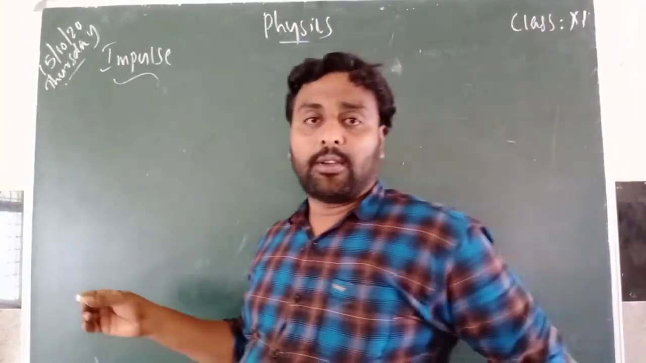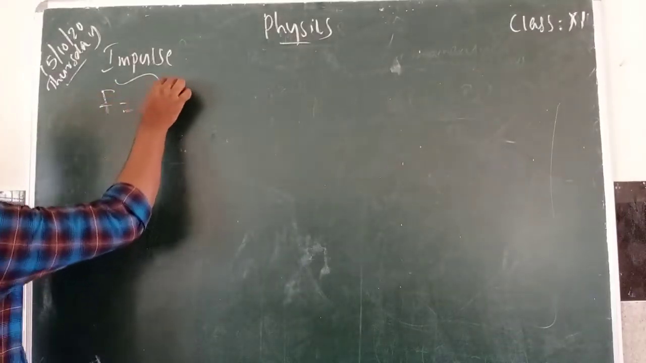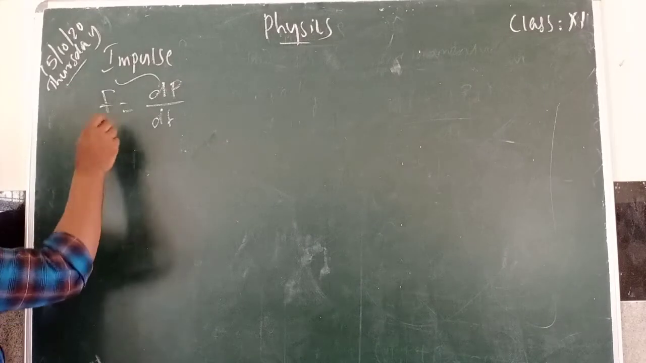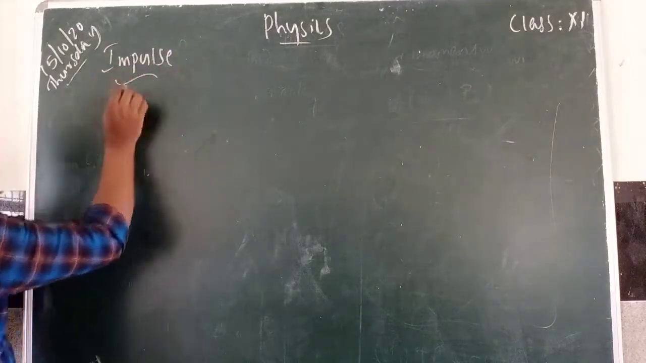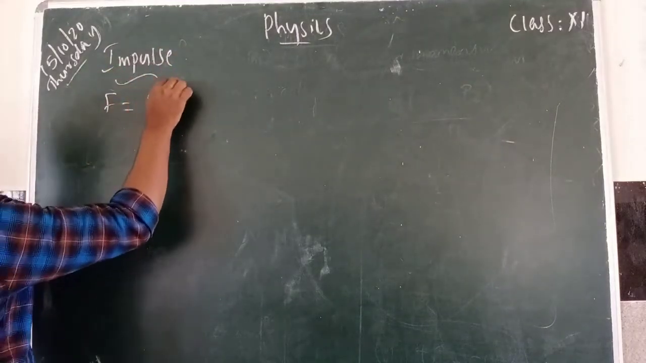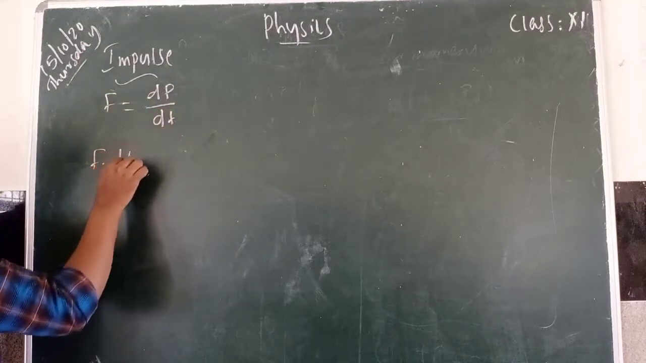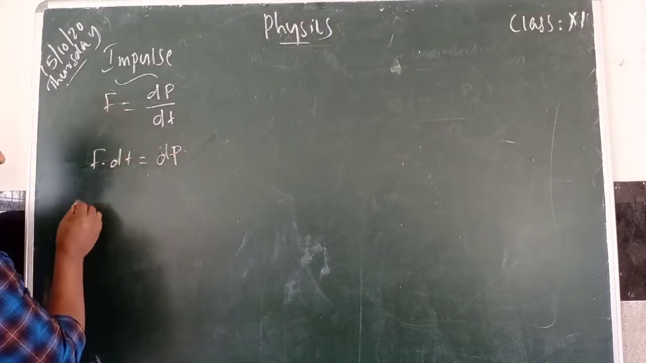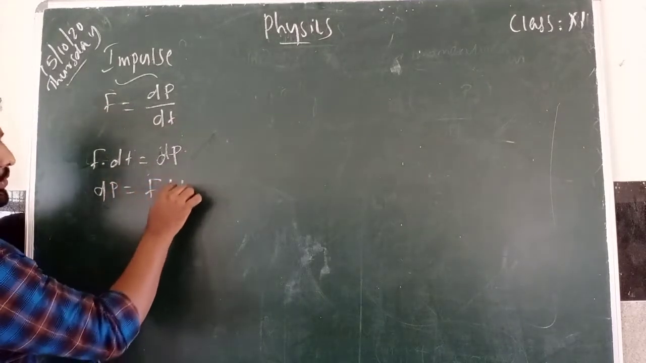We can prove this using Newton's second law. You know F is equal to dP by dt. From this, F into dt is equal to dP, just by cross multiplication and rearranging. So dP equals F dt.